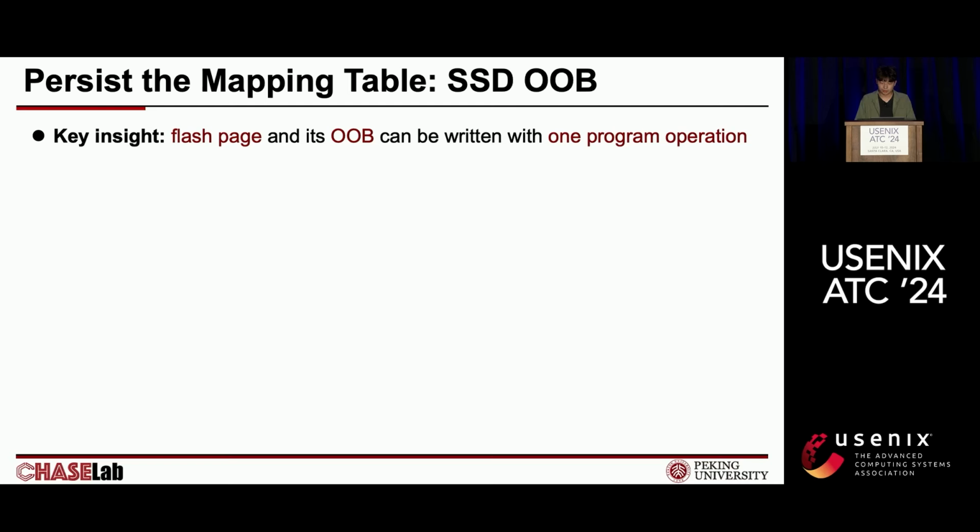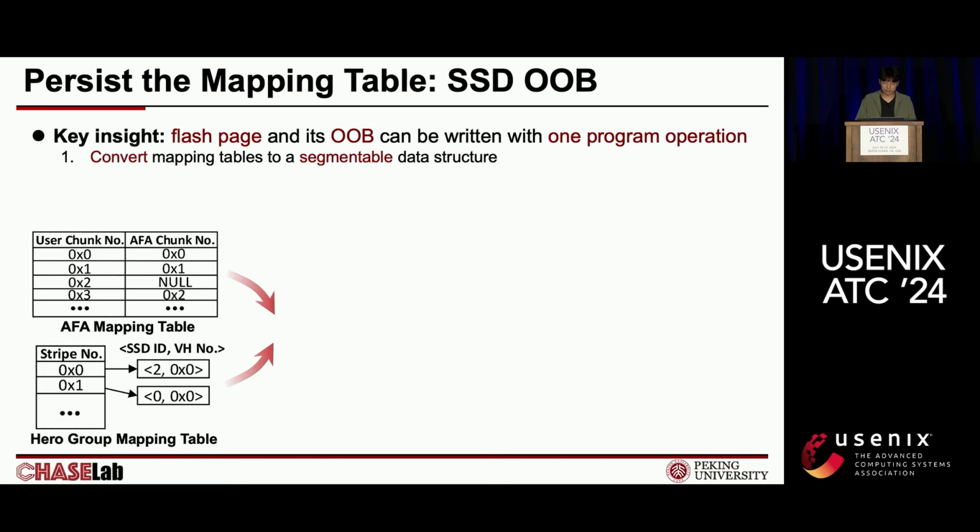OOB area is the part of a flash page that is used to store metadata, such as ECC, and is usually invisible to users. However, OOB is scattered across different flash pages with a size of tens of bytes. It's difficult to store the entire mapping tables in one OOB.